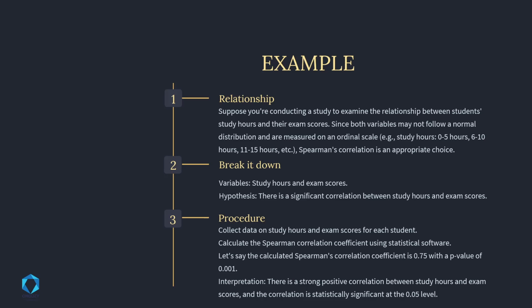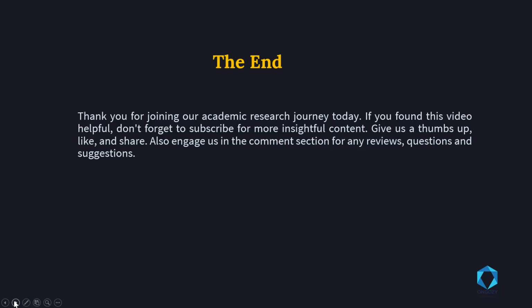Collect data on study hours and exam scores for each student. Then calculate the Spearman correlation coefficient using statistical software, that is SPSS for our case. Let's say the calculated Spearman's correlation coefficient is 0.75 with a p-value of 0.001. What is the interpretation? There is a strong positive correlation between study hours and exam scores, and the correlation is statistically significant at the 0.05 level. There, ladies and gentlemen, we have gotten it right.